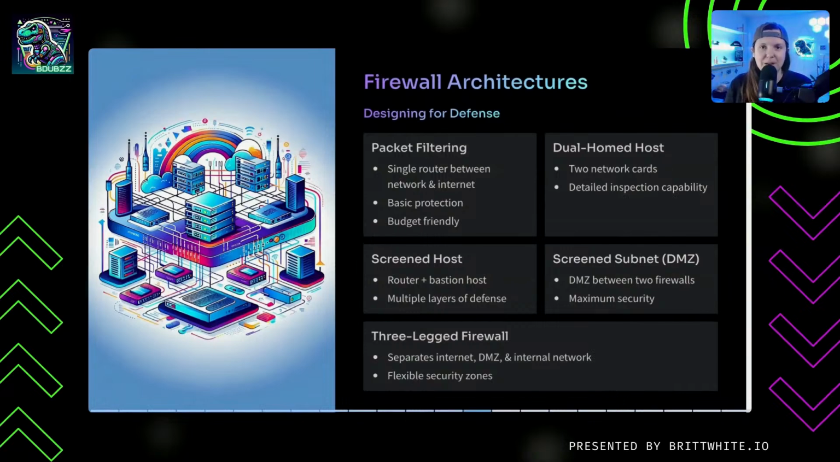Sure, it's pricey, but you can use different firewall vendors to avoid shared vulnerabilities. This is what you may see in government facilities. A 3-legged firewall gives you 3 separate zones: internet, DMZ, and internal network. It's super flexible, like having different security levels for public areas, semi-restricted zones, and high security spaces in a building. E-commerce companies often use this to separate their web servers from payment systems.